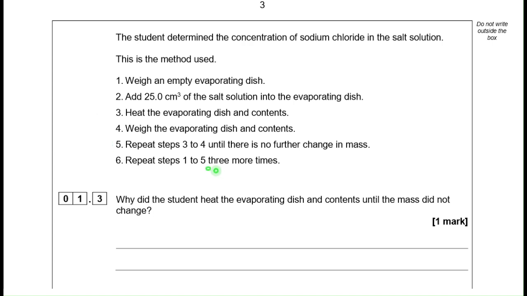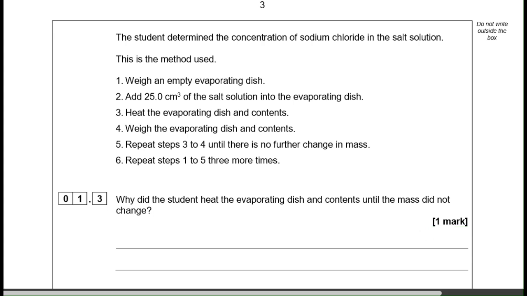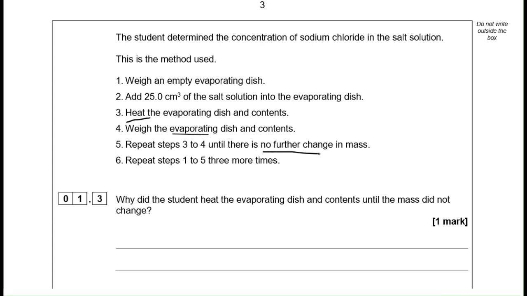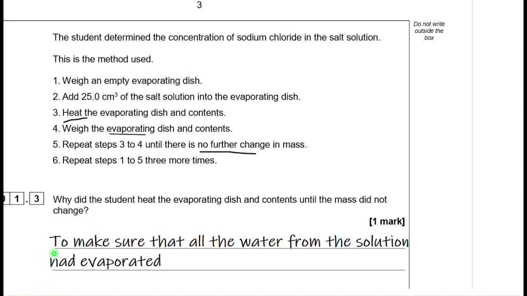So 1.3. Why did the student heat the evaporating dish and contents until the mass did not change? So let's have a look at the method. We're heating and we're evaporating. So we need a dry dish. So we need to make sure that all the water from the solution has evaporated. 1 mark.